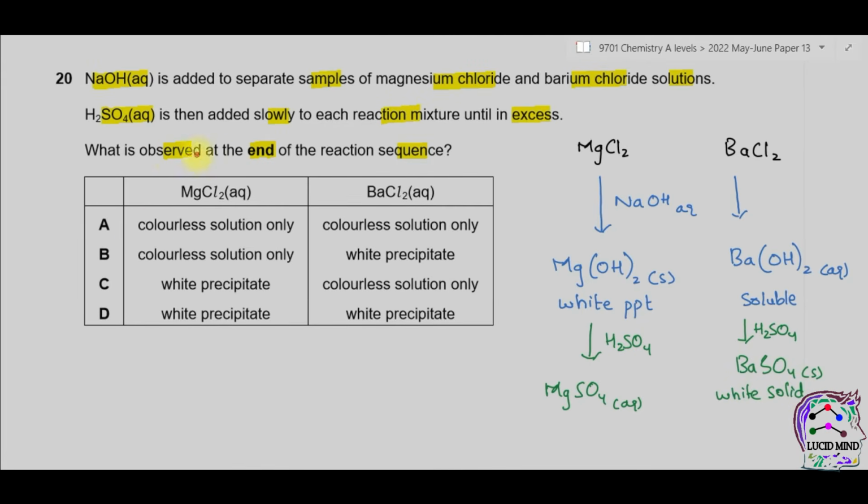Now let's see, at the end of the reaction sequence, magnesium chloride is aqueous, so colorless solution is formed, and at the end of barium chloride reactions, we can see white precipitate is formed. So correct answer should be B.